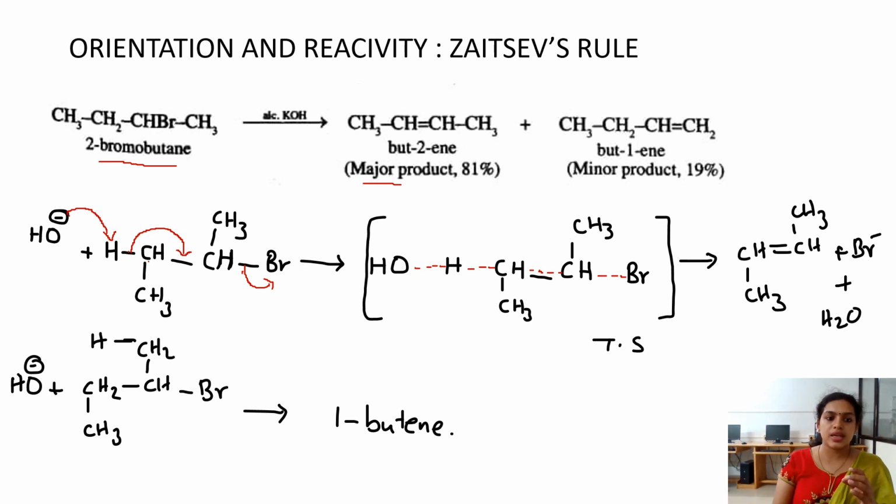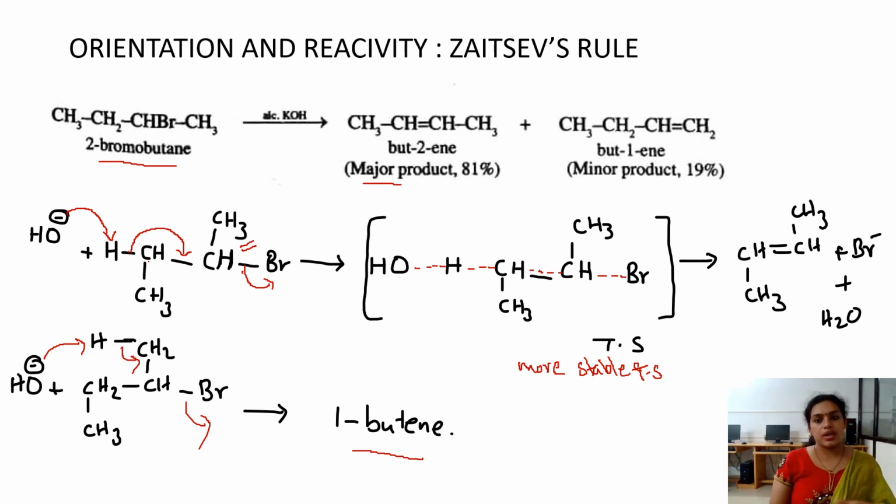To get that 1-butene, what we have to do is take the hydrogen from this CH3. Then we get 1-butene. And if you draw the transition state that gives 1-butene, we can see that this is the more stable transition state. The more stable transition state is for 2-butene. That's why it is formed more easily. 2-butene is formed the most, about 81%.